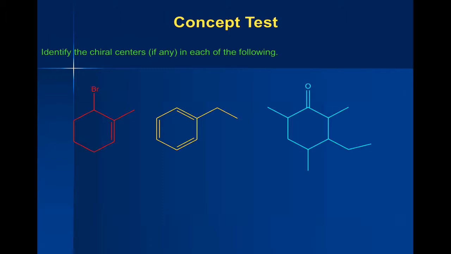How about for the yellow molecule? Do we have any chiral centers? No, right? There's nothing that has 4 different substituents on it in ethylbenzene. It is an achiral molecule. How about our blue molecule here? Do we have any chiral centers?